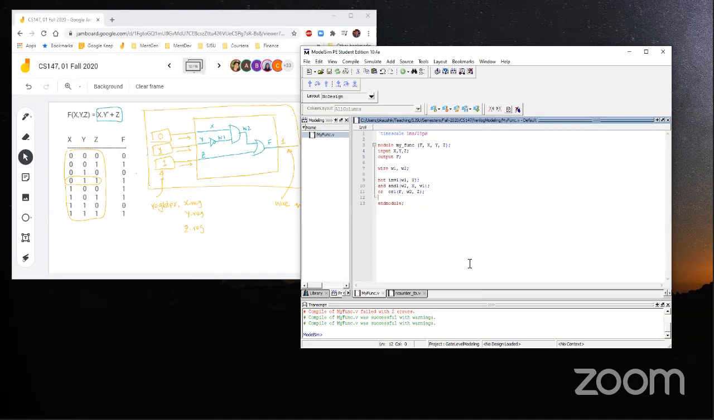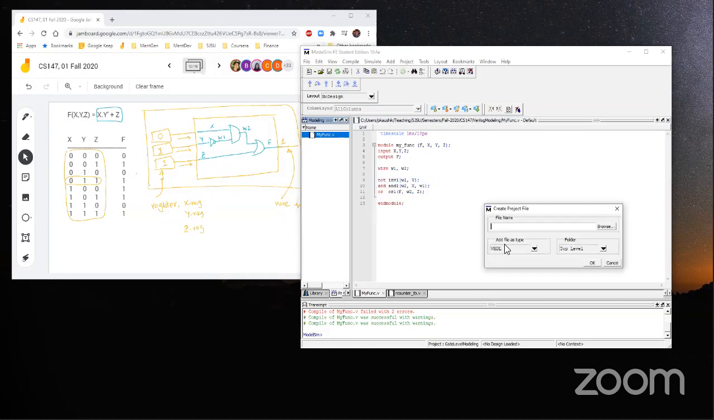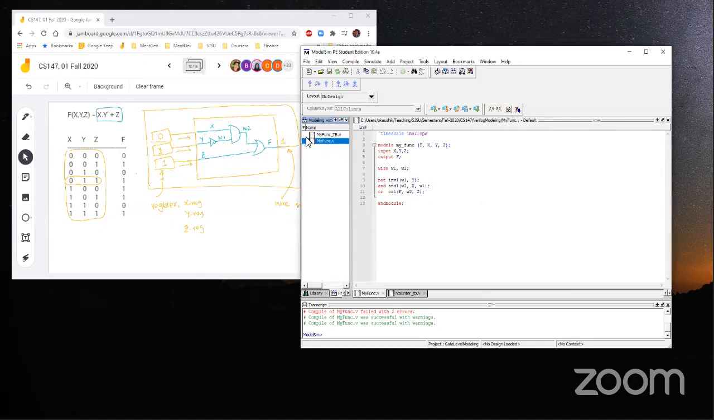And then we need to instantiate and connect. So to do that, we need to add another file. Let's change it to the Verilog. And file name, you can give any file name. There's a myfunc underscore tb. That's the file name going to be.